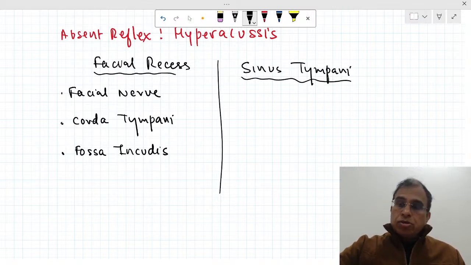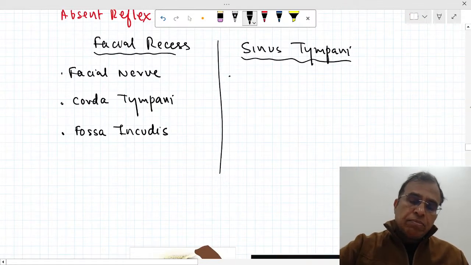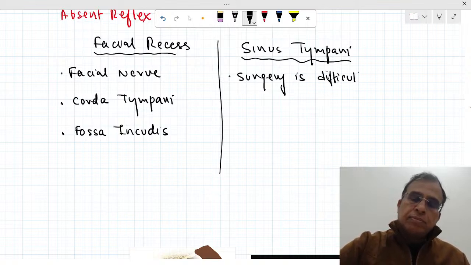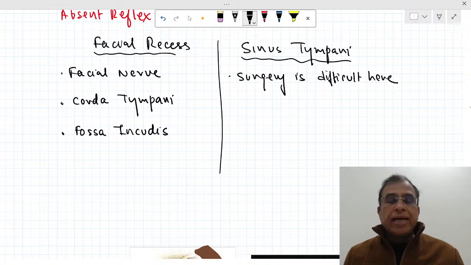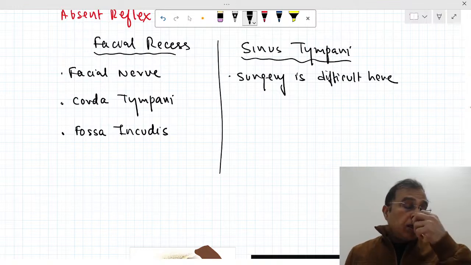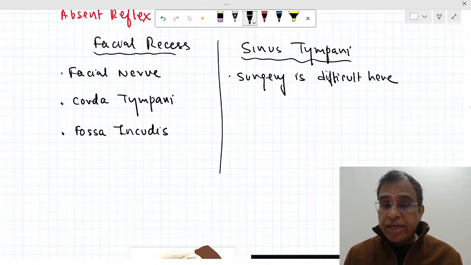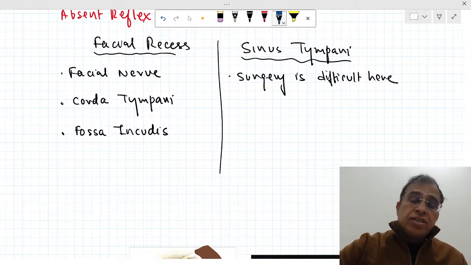Okay, so sinus tympani is important because surgery is difficult here. In sinus tympani, the surgery is difficult, and that's why this area is important. Which means, even if there is a disease in the sinus tympani, and you do surgery, after surgery also you cannot remove the entire disease. So it's a very difficult area, and the disease is going to remain even after surgery. So if the disease is left over after surgery, that is called residual disease.